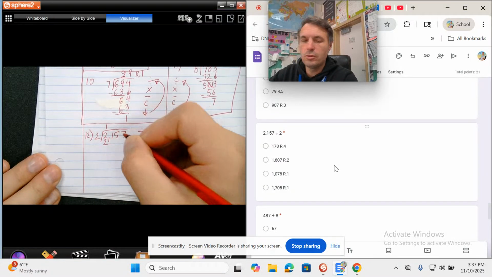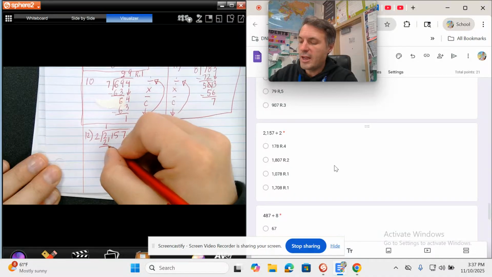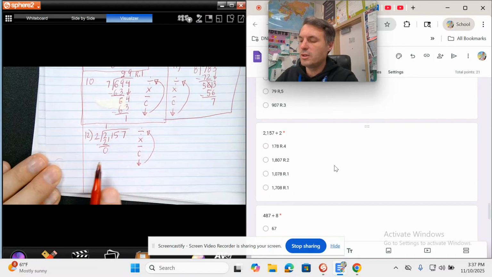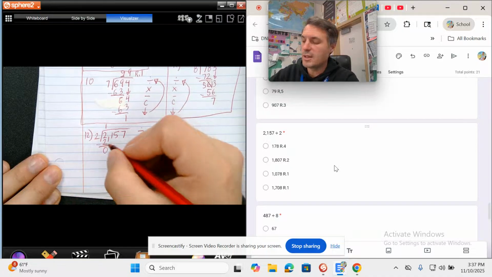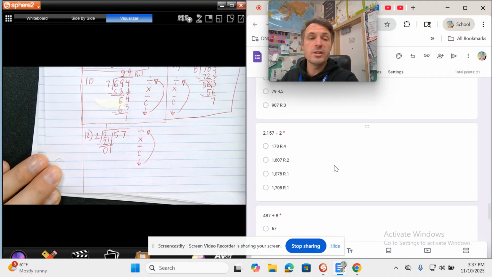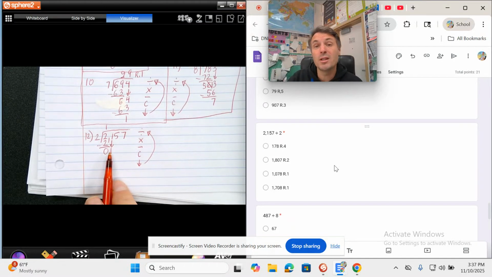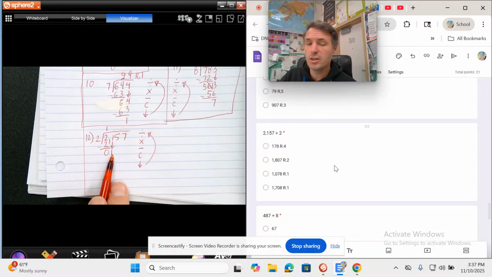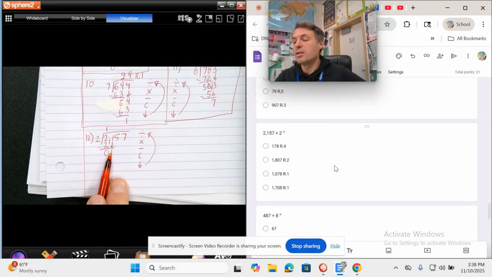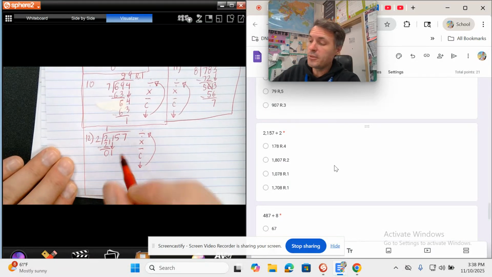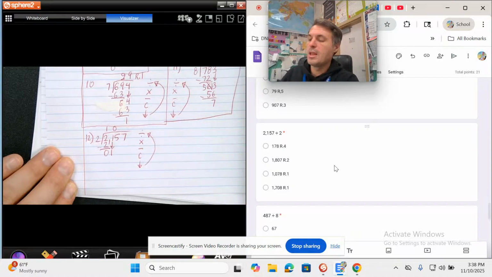1 times 2 is 2. Now we subtract. 2 minus 2 is 0. Is 0 smaller than 2? Yes. So we bring down the 1. Now this is a review of our lesson we did called zeros in division. Can 2 fit into 1? Well, no, it can't fit in, but we say, yeah, 2 can fit into 1 0 times. So we put a 0 right here.